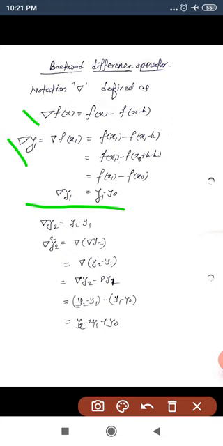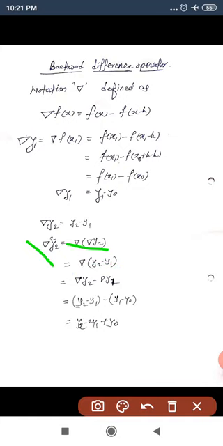Del of y2 is equal to what? Del of y2 is y2 minus its previous, y1. Del of y3 is y3 minus y2. In this way we can calculate the first backward difference. Now the second backward difference of y2. Del square of y2. Del square is del dot del, and del of y2 is equal to what? y2 minus y1.